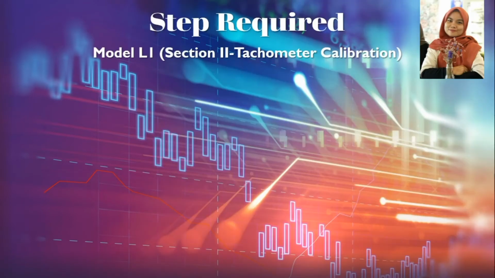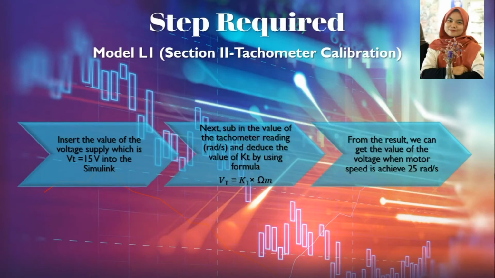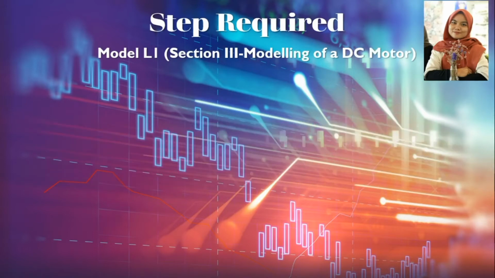Next, the steps required for model L1, section 2, which is tachometer calibration. First of all, we need to insert the value of the voltage supply, which is 15 volt, into the Simulink. Then we substitute the value of the tachometer reading in radian per second and deduce the value of kT by using this formula. After that, we get the result. From the result, we can get the value of the voltage when the motor speed achieves 25 radian per second.